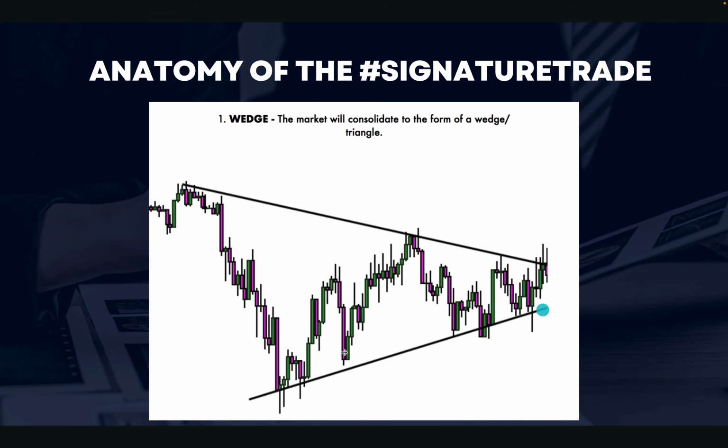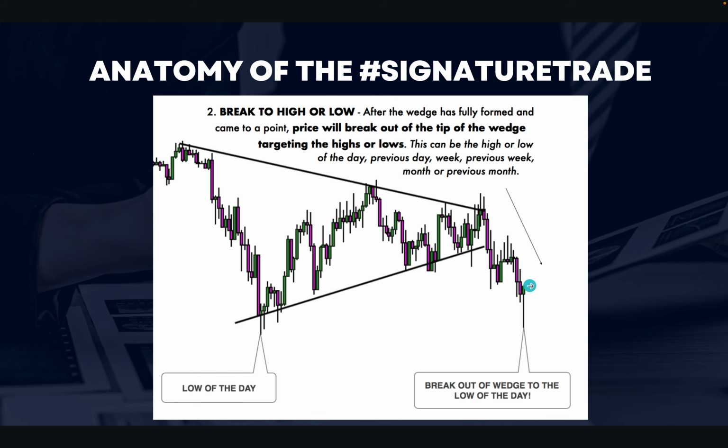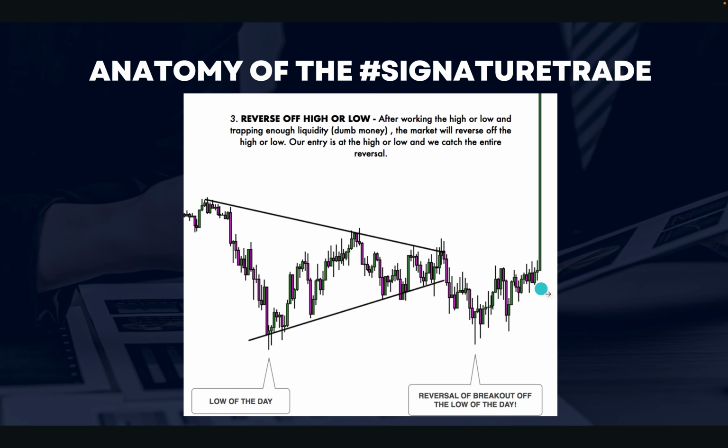Here's another example where the market price forms a wedge or a triangle. We have the breakout to the high or the low. After the wedge has fully formed and come to a point, price will break out to the tip of the wedge, targeting the highs or the lows. This can be the high or the low of the day, the high or the low of the previous day, week, previous week, month, or previous month. Okay, here's an example. We have breaking out to the low of the day. And then shortly after that, we have the reversal.